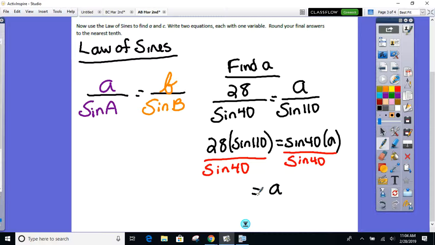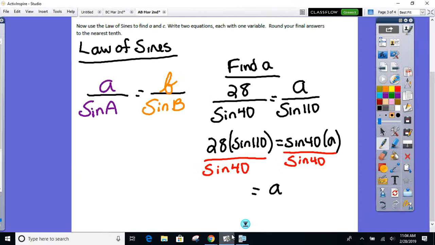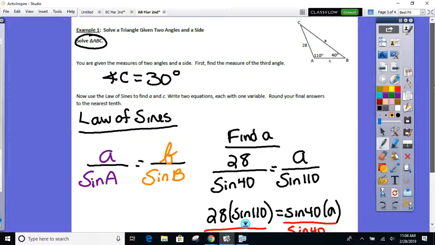And what are we going? Nearest 10th. All right. 14, nearest 10th. What do you get for side A? 40.9. Got it. Now we have to find side C.